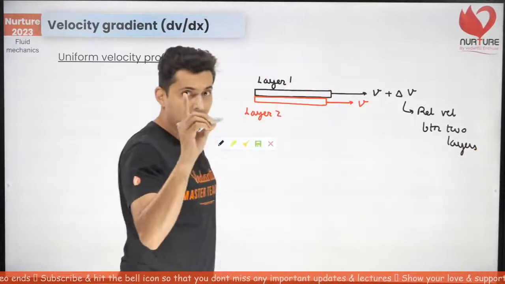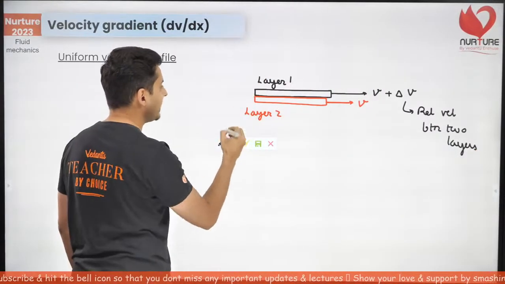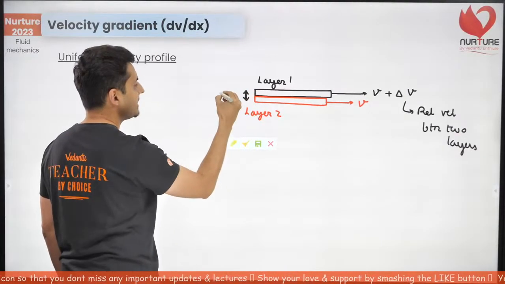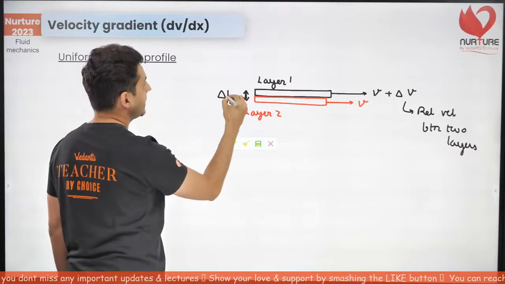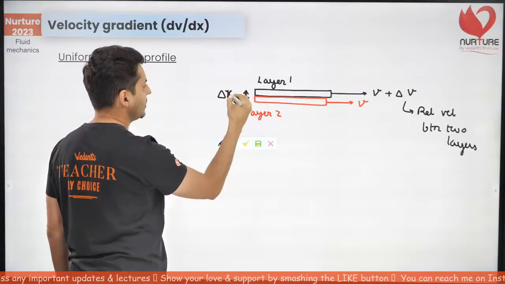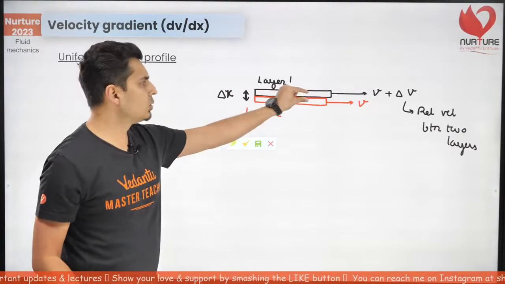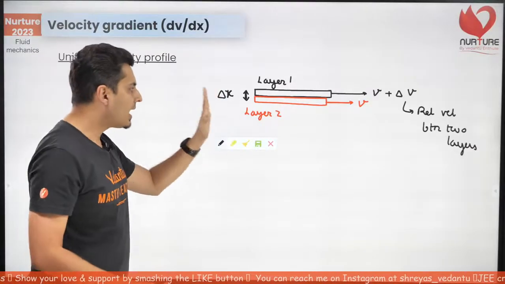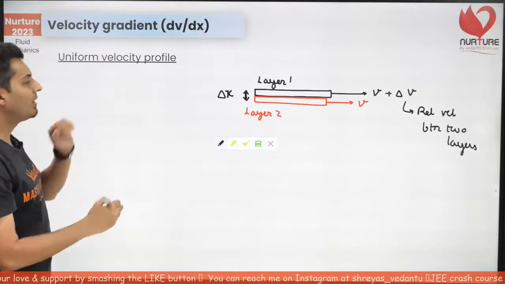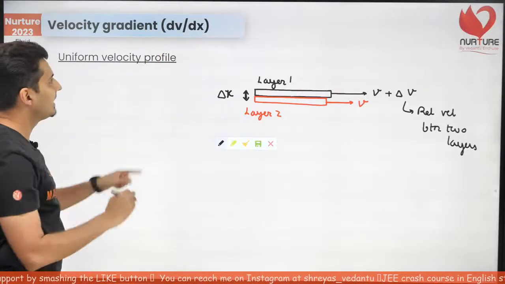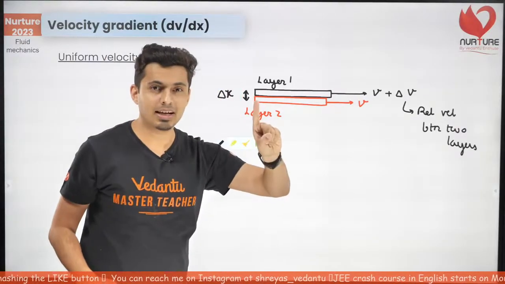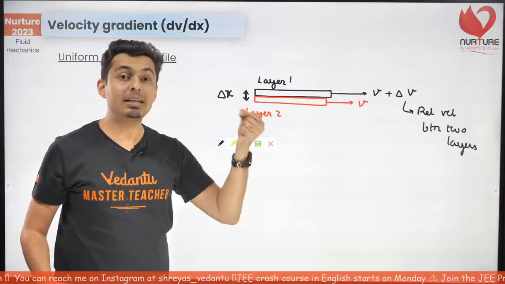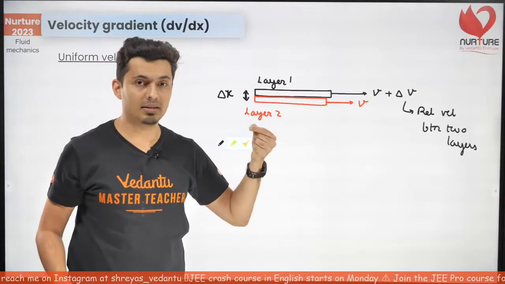Now just imagine that the distance of separation between the two layers is delta H or delta X, whatever you want to call it. The separation between the two layers is delta X, delta Y, delta H, whatever you want to call it. I define a new term called velocity gradient. Gradient, if you remember correctly, is a word used for derivatives when differentiated with respect to distance.